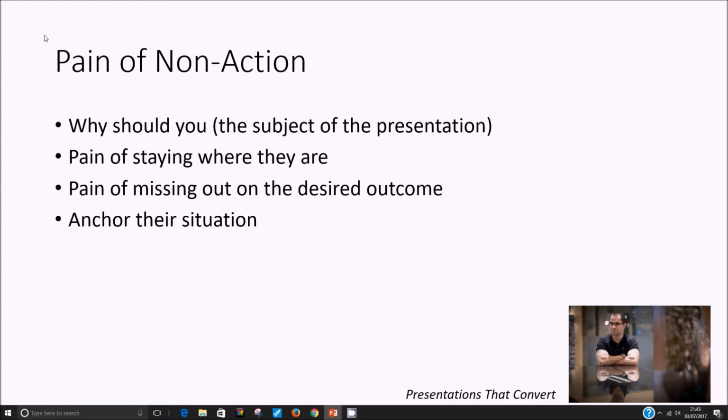to offer them. Okay, so what I would say is, on this slide, I would say, why should you, and then the subject of the presentation. So why should you want to craft presentations that convert? Then you're going to cover the pain of staying where they are. Well, what happens if you don't? Pain of missing out on the desired outcome. Here's what will happen. You may have a fantastic business or product, and you may be wondering why other people selling the same product or service or similar are doing really, really well and you're not. Imagine the frustration that you can't just seem to get anyone to understand exactly what it is that's on offer.